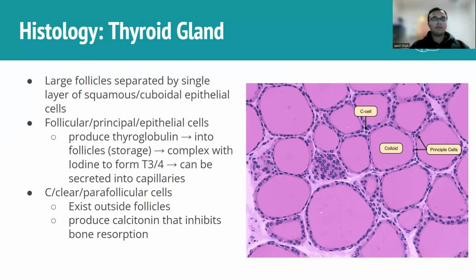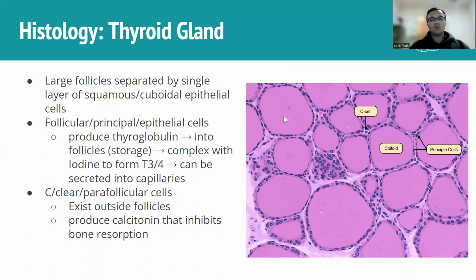And besides that, various other things like stimulating growth as well. So that's one of the cell types, the follicular, principal, epithelial, thyroid cells, whatever you want to call them. They form a single epithelial layer surrounding those follicles.